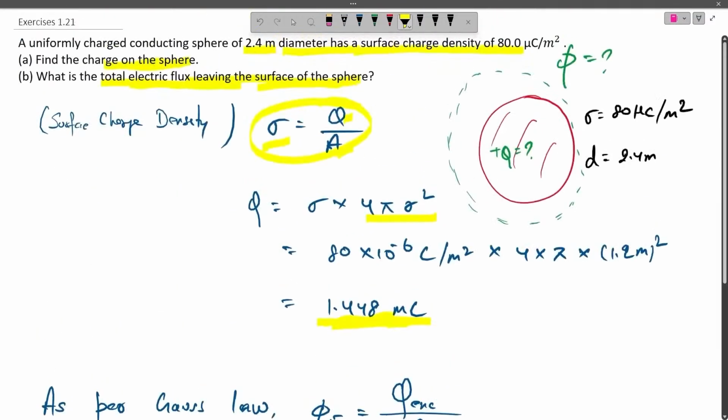Here we see that while assuming a Gaussian surface, we can assume a Gaussian surface that covers this sphere of any radius. So just the sphere should be inside the Gaussian surface.